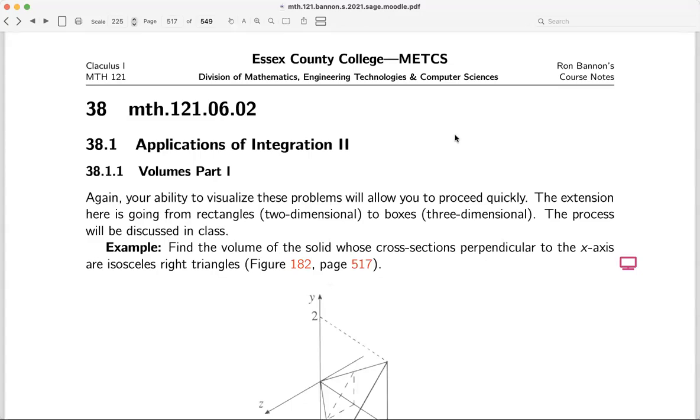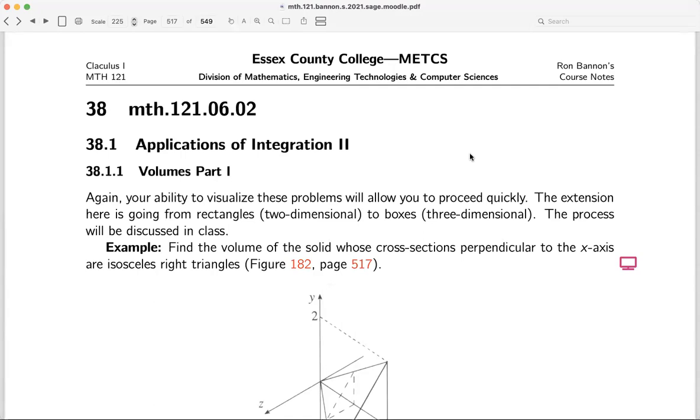Okay, we're in section 38. We're doing application integration part 2. Part 1, we did area between curves. Now we're going to be doing volumes. And volumes are probably a little more difficult because visualizing them requires that, one, you know areas, and two, you know how areas relate to volumes.